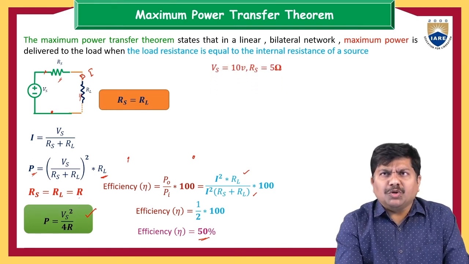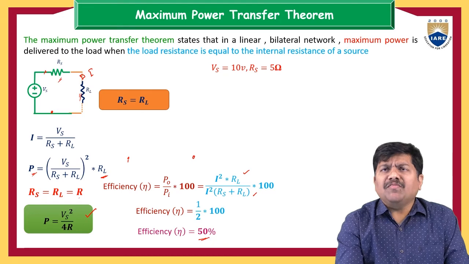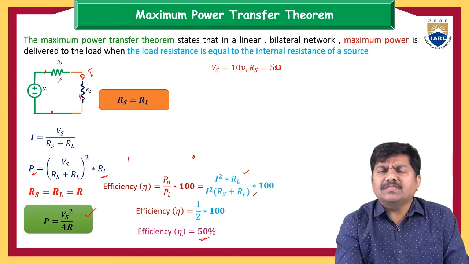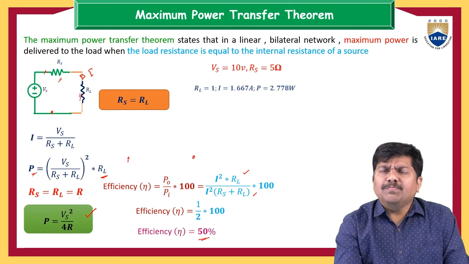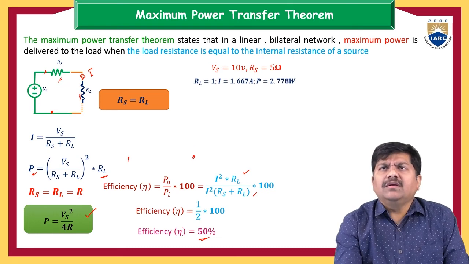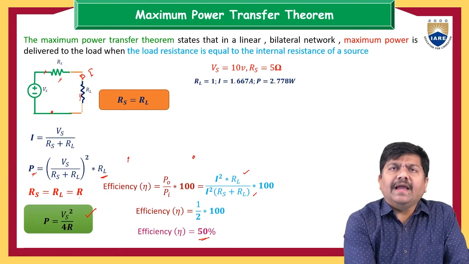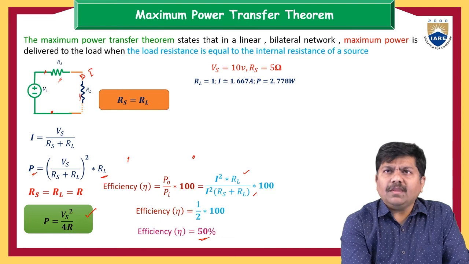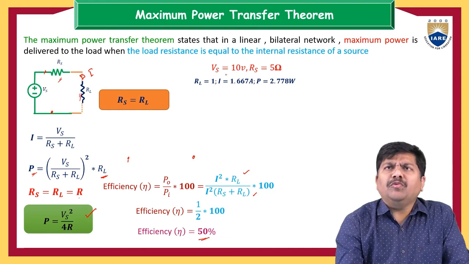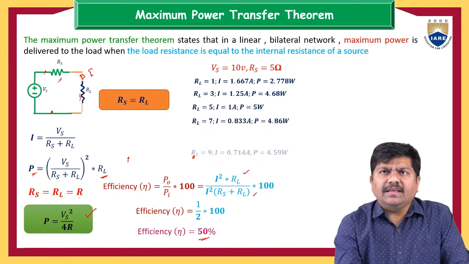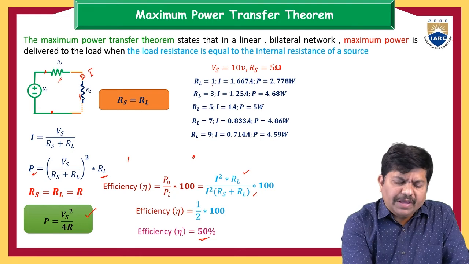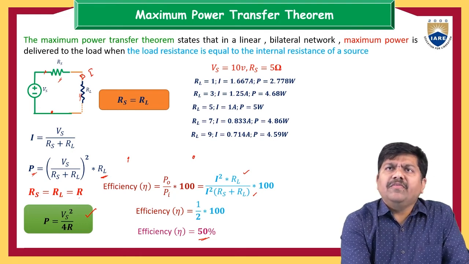So suppose we want to plot the relation between the input voltage or power with respect to the load resistance, or power with respect to the load current. Let me take one or two simple examples. Suppose RL is equal to 1 and current is equal to 1.667 amps. The current expression we have already given: I is equal to Vs by Rs plus RL, and I am going to vary this RL value as 1, 3, 5, 7 and so on. For these different values of load resistance, we have calculated the current.